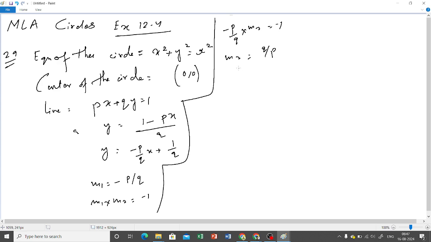So the slope of the radius is q by p. Now the equation y minus y1 is equal to m into x minus x1. So py is equal to qx.